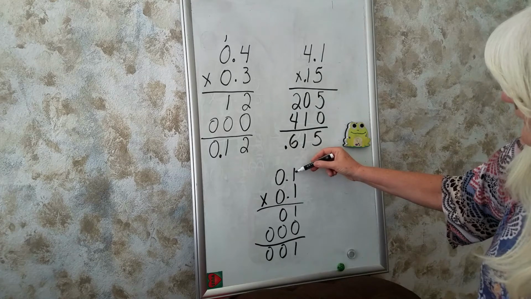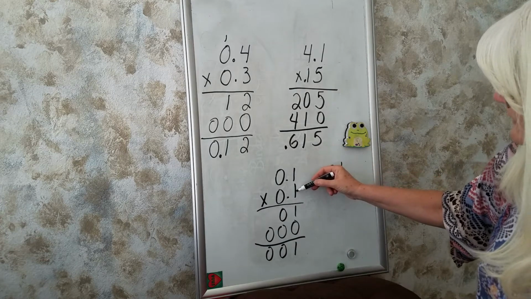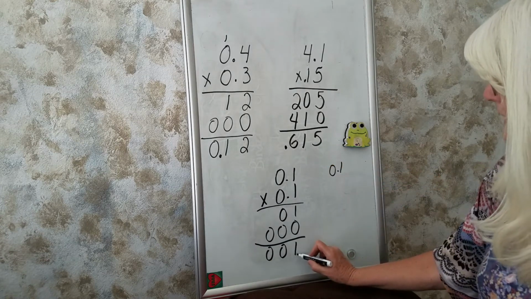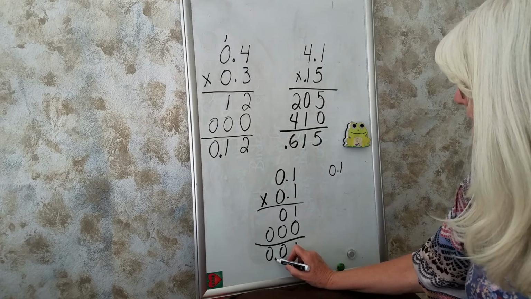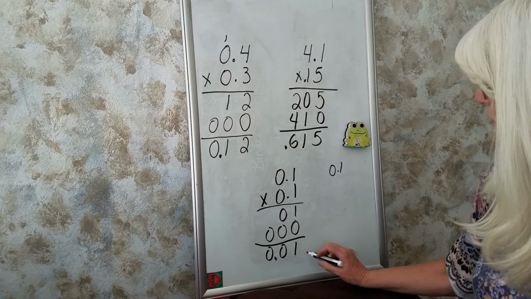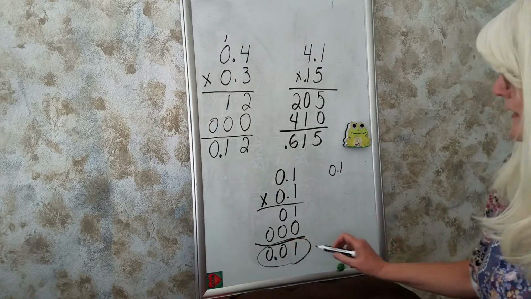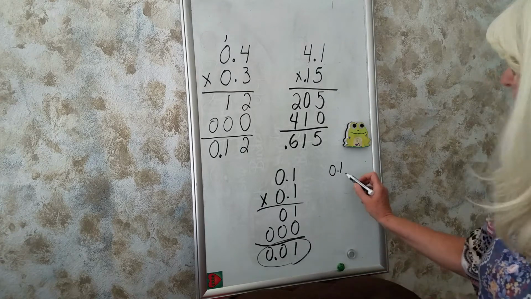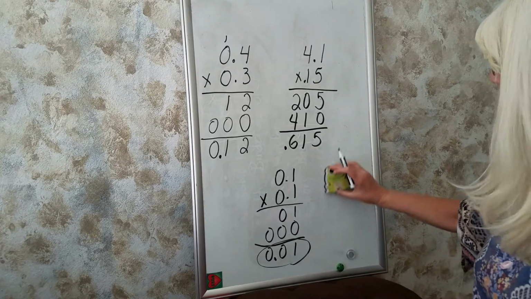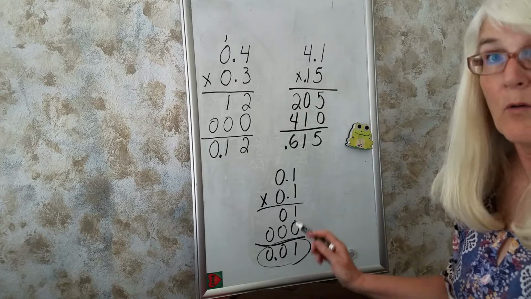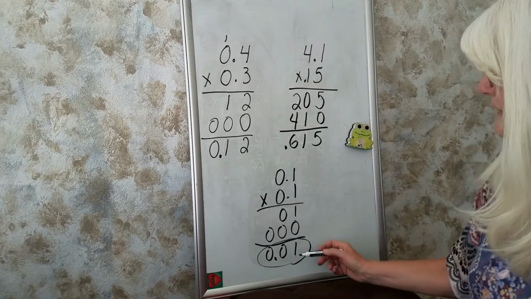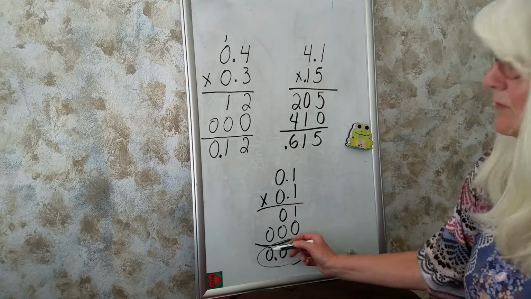Now, but look what happens. I count 1, 2 decimal places. Here, I've got to count 2 decimal places in my answer. So the correct answer is 100 and not 1/10. So be careful to always count the number of places and make sure you have enough zeros.